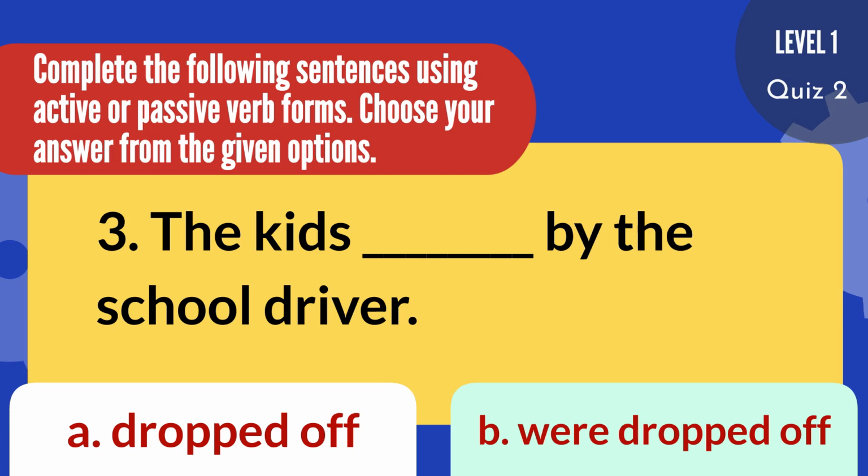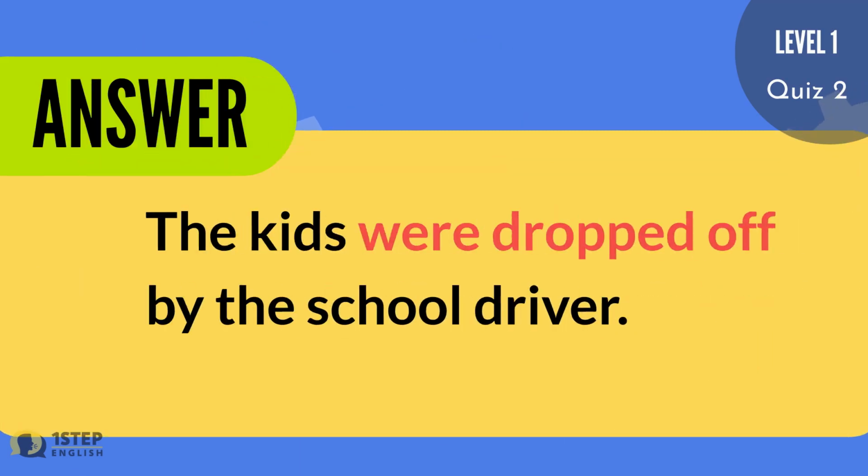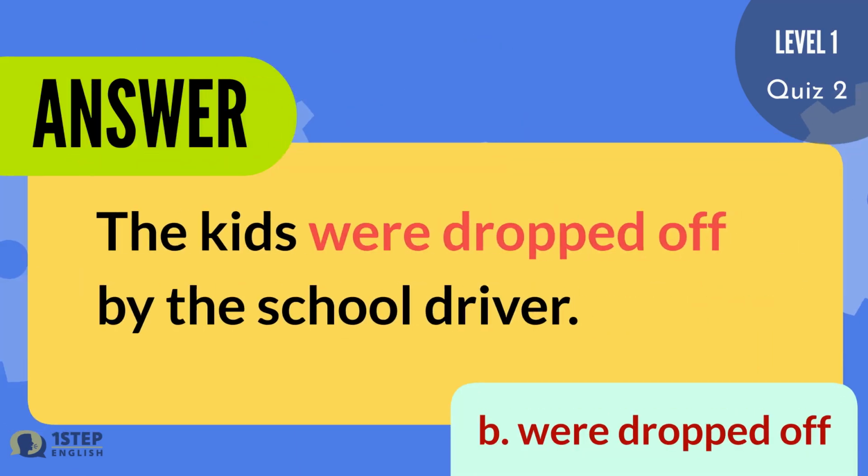Number 3. The kids blank by the school driver. A. Dropped off. B. Were dropped off. The correct answer is letter B. Dropped off. The kids were dropped off by the school driver.